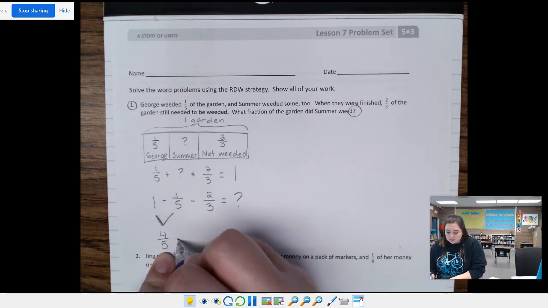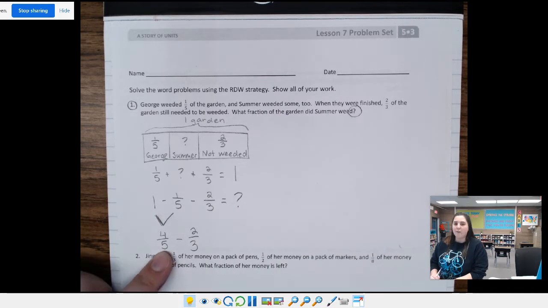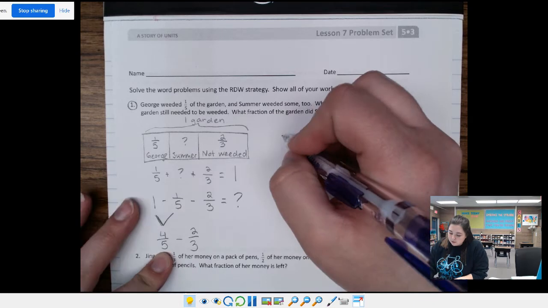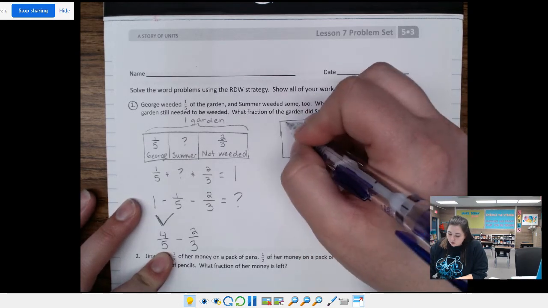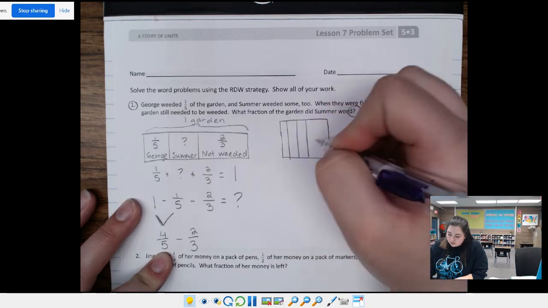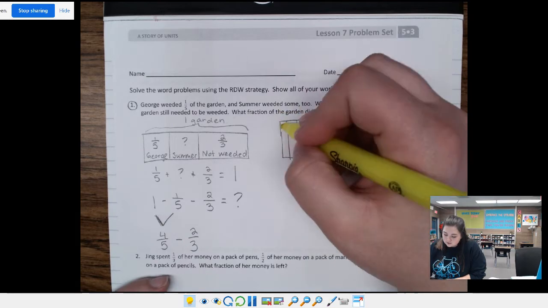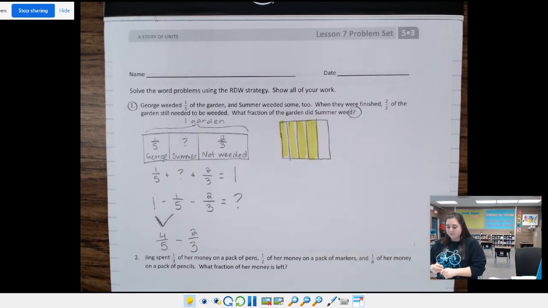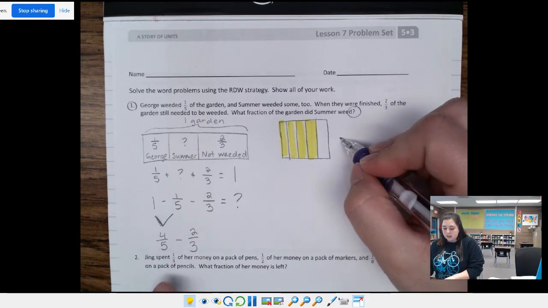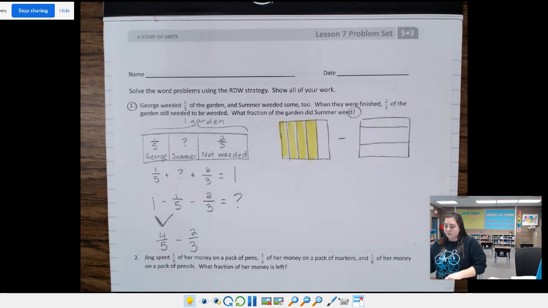Now I still need to subtract 2/3. This part I don't know off the top of my head. So I'm going to do that same thing. I'm going to draw out our rectangles that we've been doing. 1, 2, 3, 4. And I have 4/5. 1, 2, 3, 4. And we need to take away 2/3. Well, that's not very even, but let's pretend.